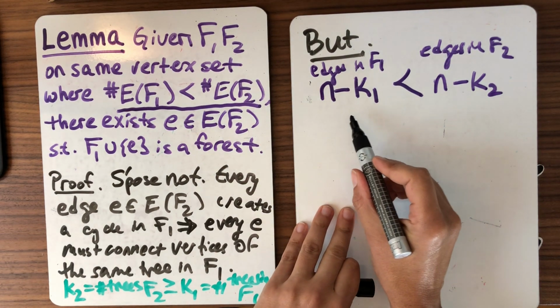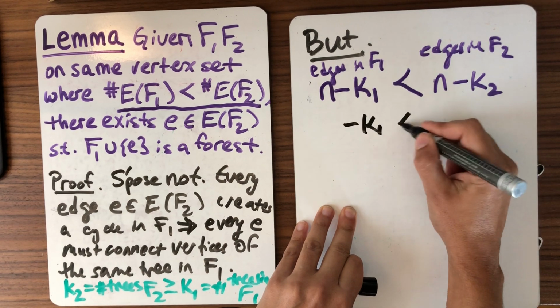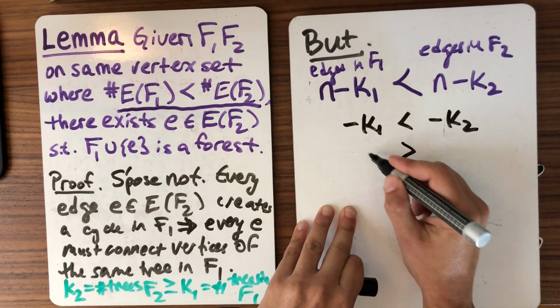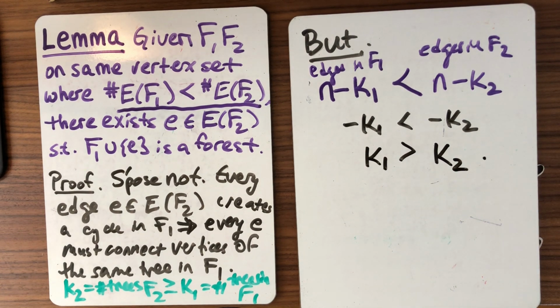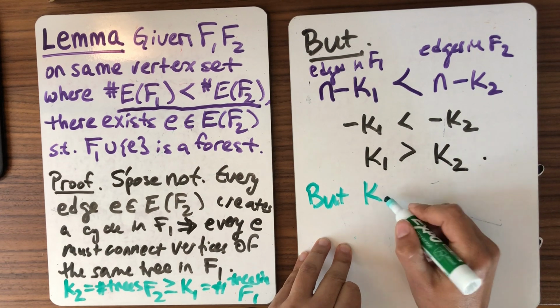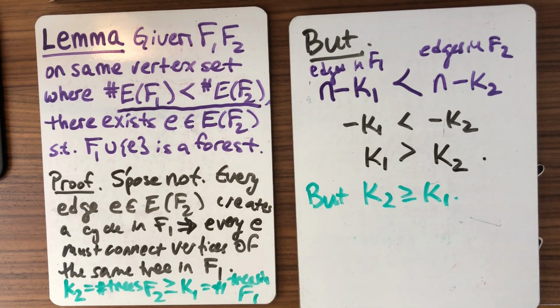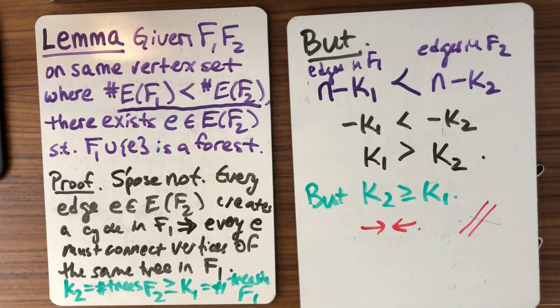So if I just think about this, I can subtract n from both sides. I'm going to get minus K1 is less than minus K2. And now I can multiply by -1, which flips my sign. That tells me that K1 is strictly bigger than K2. So now look at what we have on the board. We know that K2 is greater than or equal to K1. But we just proved that K1 is strictly bigger than K2. These two statements cannot be reconciled. This is our contradiction. That's the end of the proof. That's how we prove it.